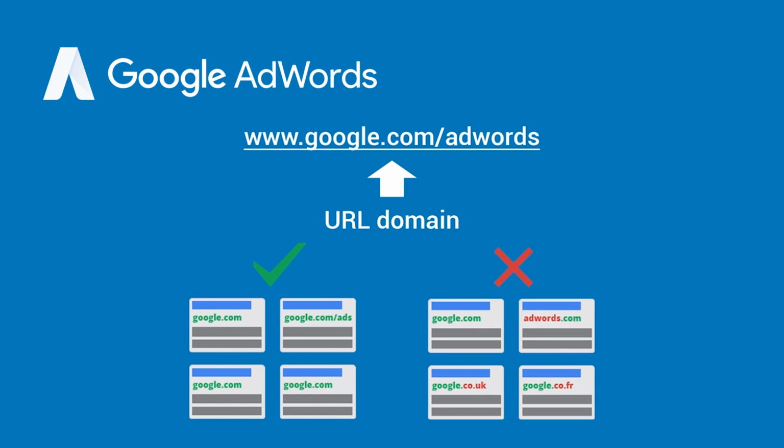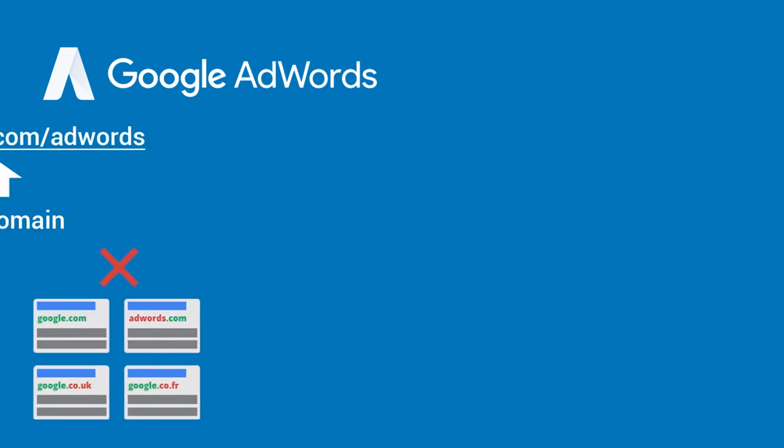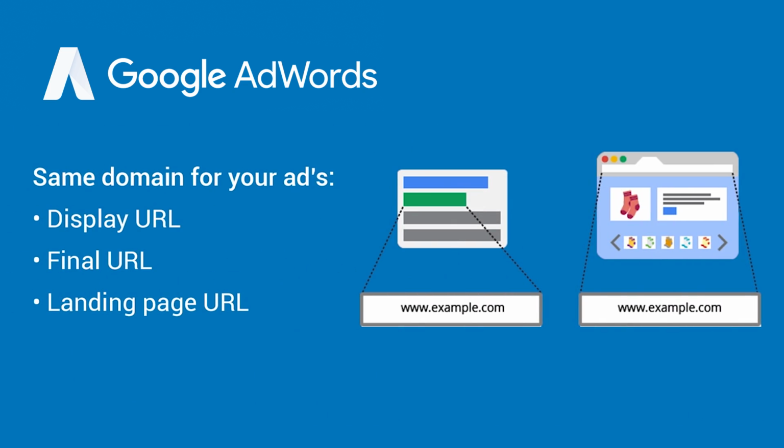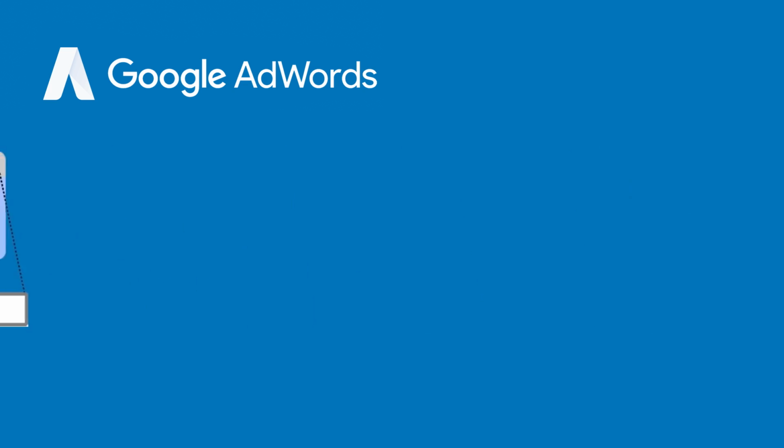In AdWords, all the ads within the same ad group need to have the same domain. Also, the domain for your ad's display URL, final URL, and landing page URL need to be the same. Basically, the website listed in your ads needs to accurately show the website that people will be taken to when they click on your ad.